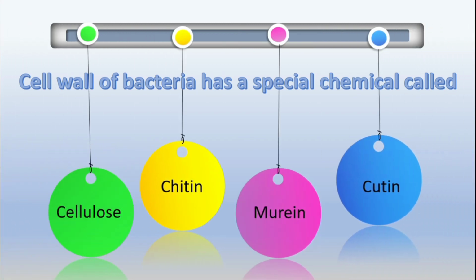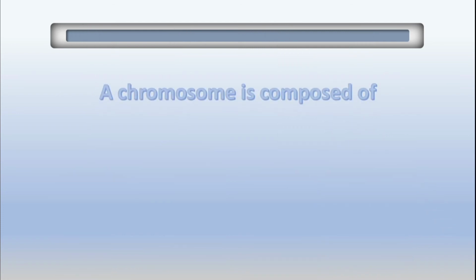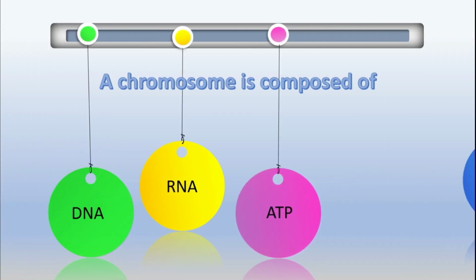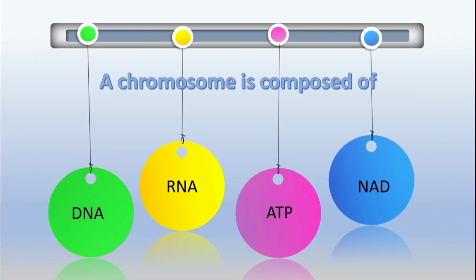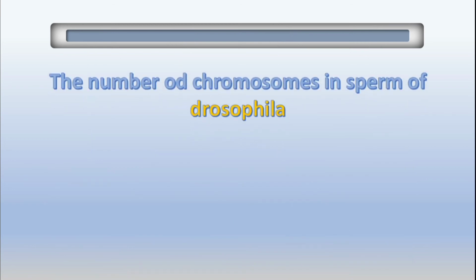Cell wall of bacteria has a special chemical called cellulose, chitin, murein or cutin. So cell wall of bacteria is made up of murein as we already described. Murein is a chemical that is made up of glycogen and protein etc. A chromosome is composed of DNA, RNA, ATP or NAD. Chromosome is composed of DNA, which is hereditary material, a thread-like structure. It condenses and forms a structure called chromosome.